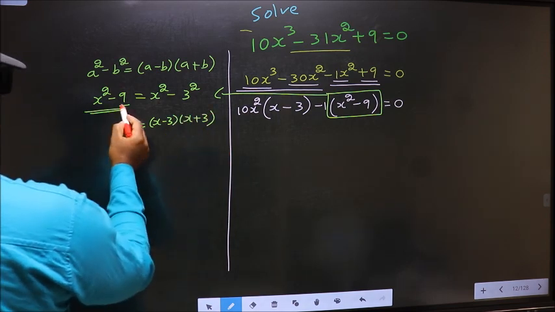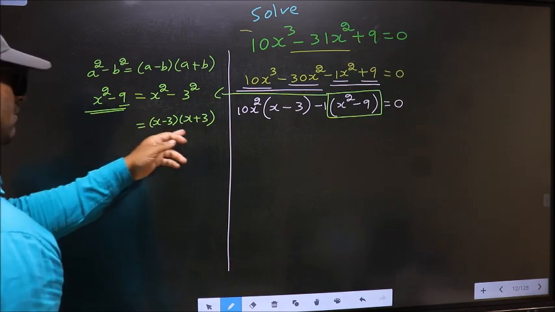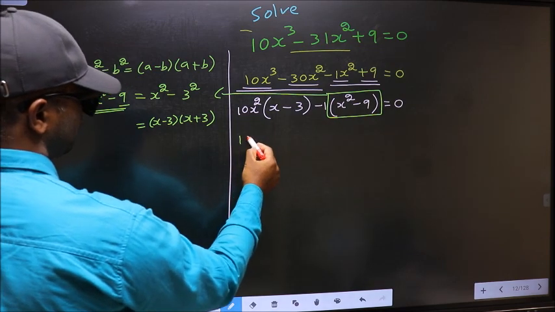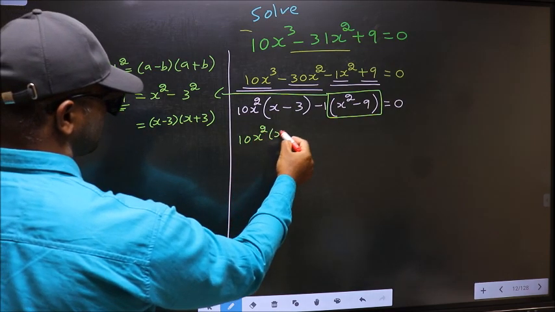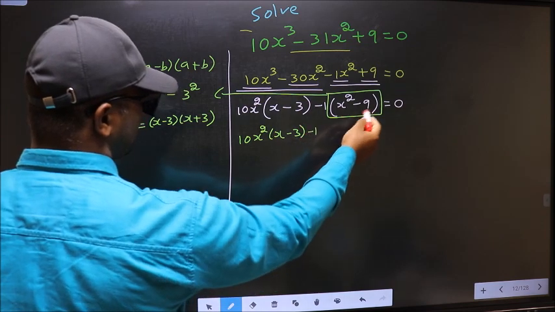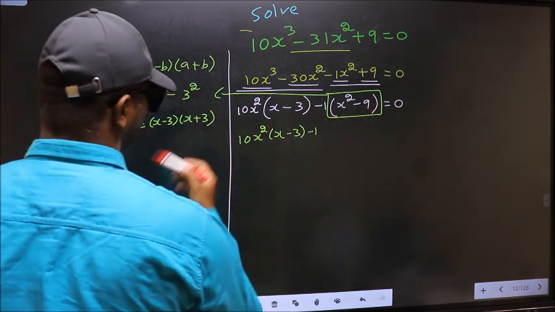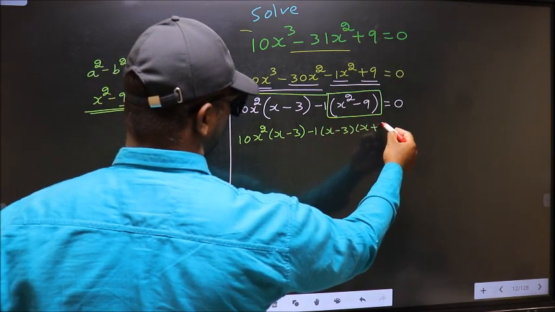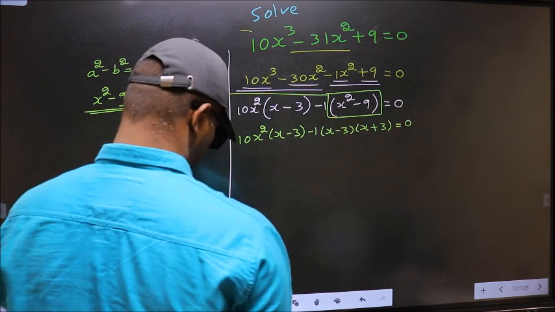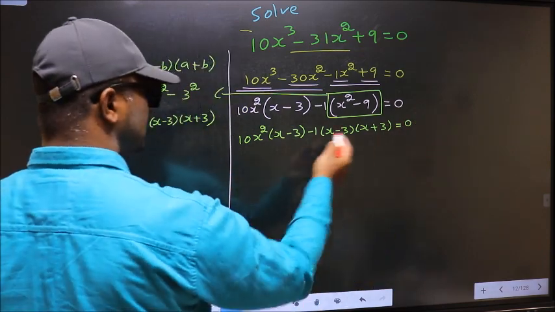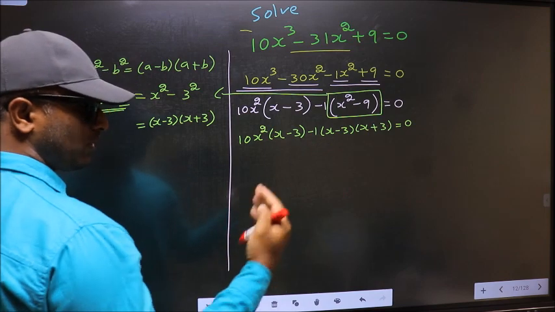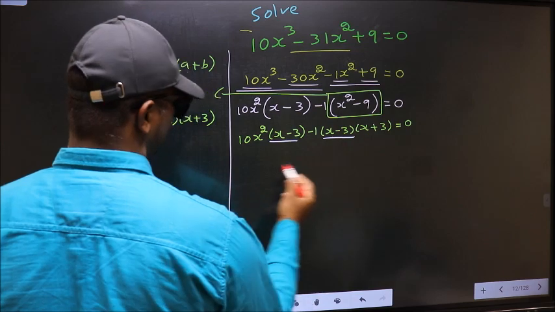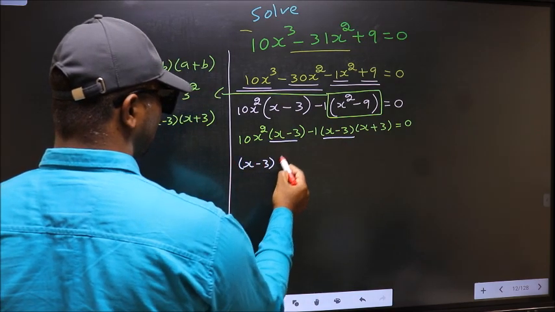So in place of this quadratic, now we write this over here. So this equation becomes 10x square times x minus 3, minus 1, in place of this one, x minus 3 times x plus 3, equal to 0. Now from this entire equation, what can be taken out common is x minus 3. So x minus 3 outside.